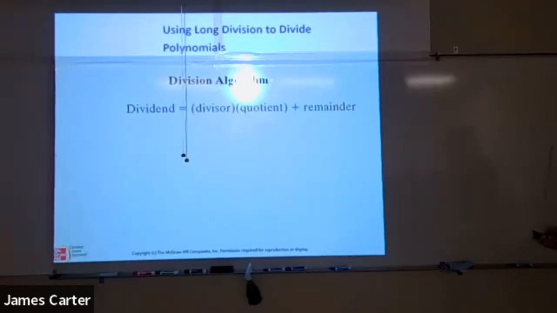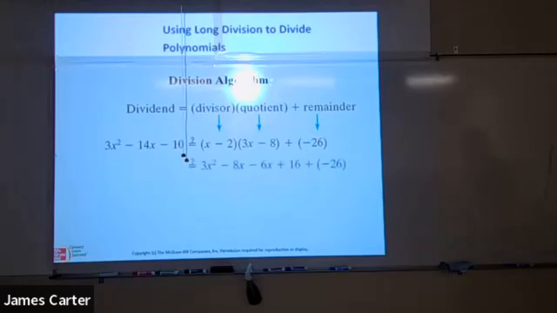Here, this just tells you what I said up here. You take the divisor times the quotient and add the remainder, you get what's under the box. Here, the divisor times this, multiply those two together by distribution, add negative 26, and it does in fact check. So this is just kind of a summarization of what we did the other night on this problem. It's checking, so to speak.